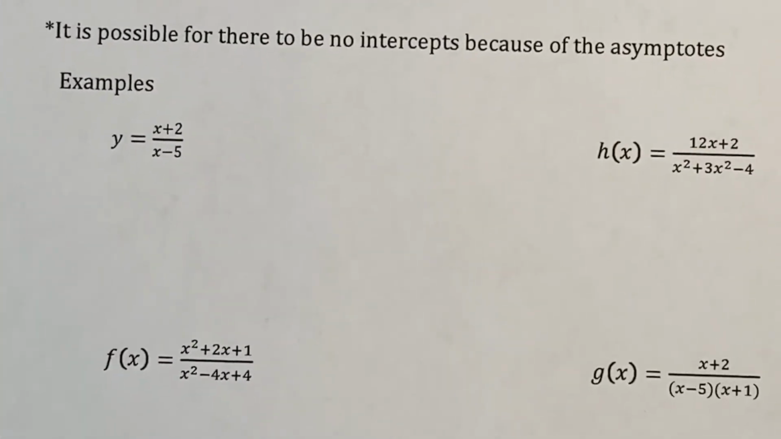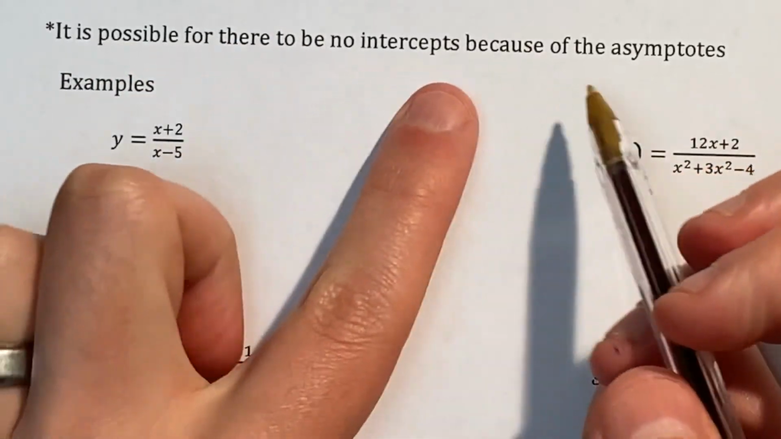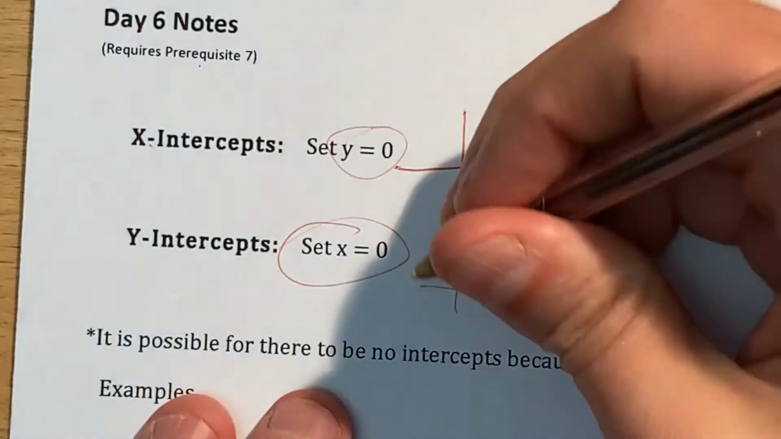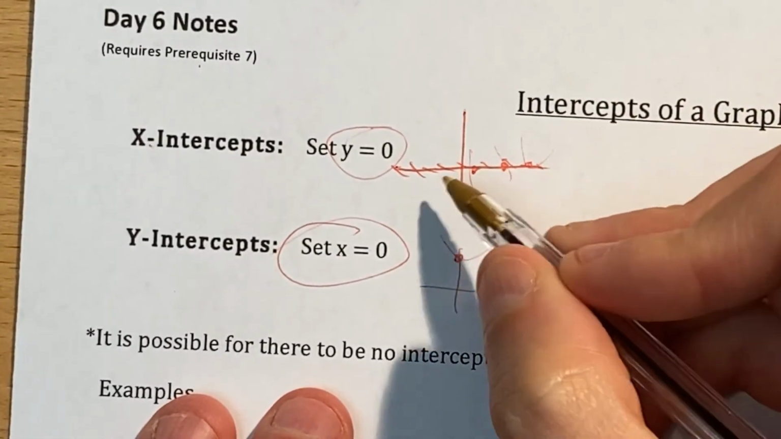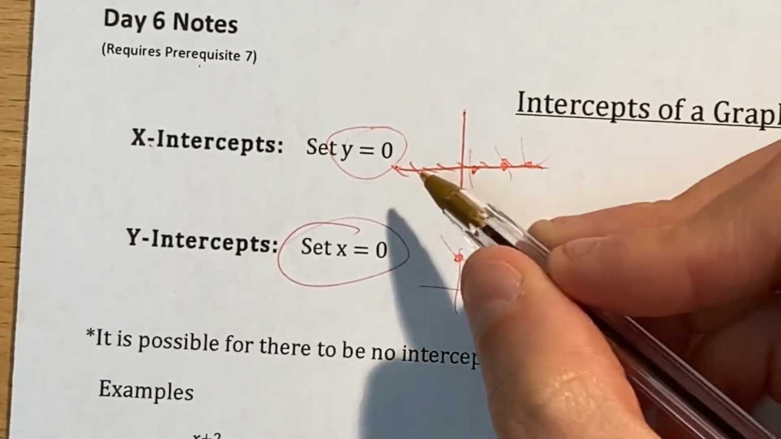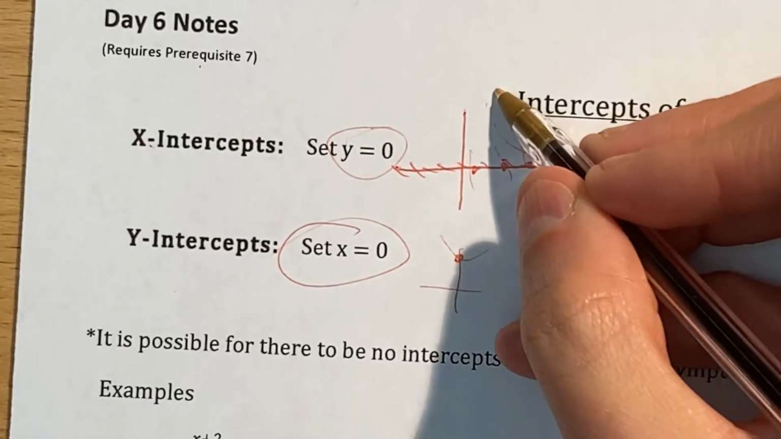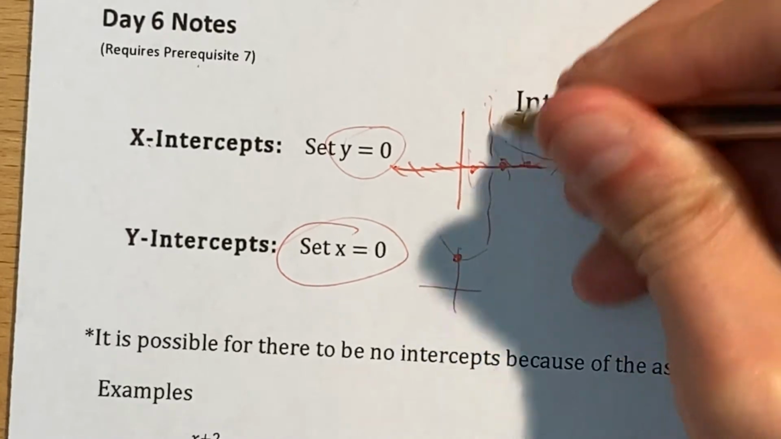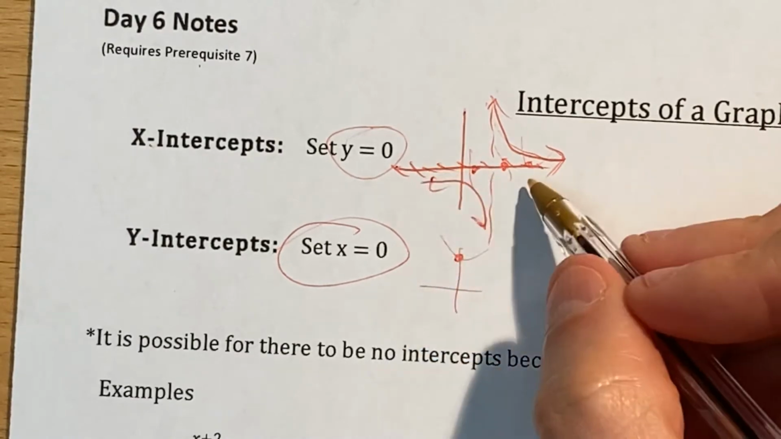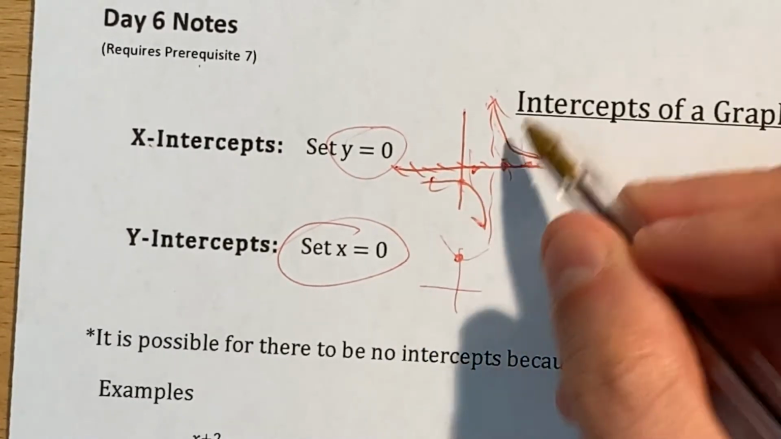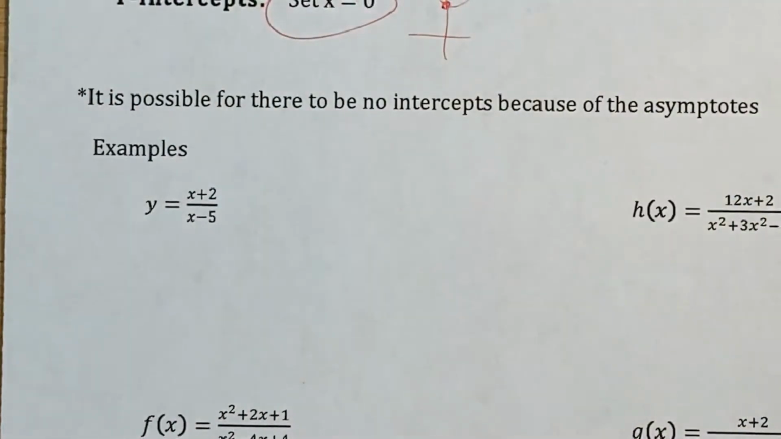So it is important to note that at least for rationals, it is possible for there to be no intercepts because of the asymptotes. If you have an asymptote on the x-axis, it's not exactly possible to have an x-intercept there. Well, technically it's possible. But if it's going like this, it's not going to have one. There are graphs that look like this. Asymptote here, asymptote there. It looks like this. And as you can see, this has no x-intercept. It does have a y-intercept, but it does not have an x. So it is possible for there to be none. And that'll just happen algebraically, so you'll see.